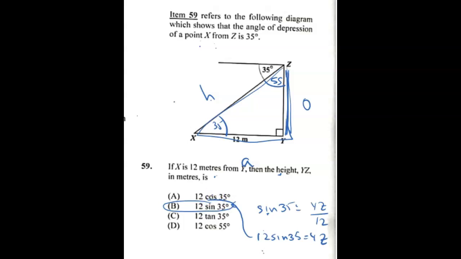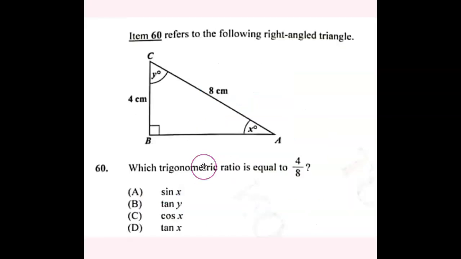Now we're moving on to the final question. Which trig ratio is equal to 4 on 8, right? So say I were to look at here, I'll use opposite, adjacent, and hypotenuse. So then I could say opposite over hypotenuse would be sine of x. So sine of x is actually A, so number 60, A.